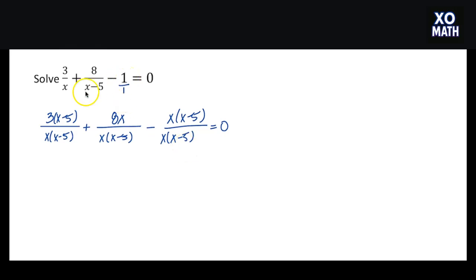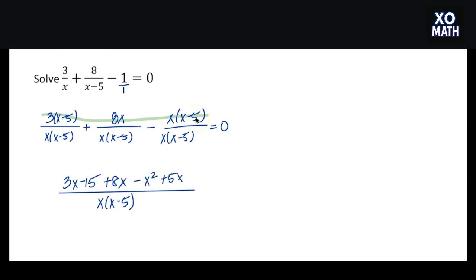But what this allows me to do now is combine all of these into one rational expression on the left side of the equation. So I'm going to have one big fraction bar here with that common denominator, x times x minus 5. And then I'm going to go across all of the numerators and combine those together. So I'm going to have 3x minus 15, so the 3 will distribute, plus 8x. And then here we have to be careful, there's a minus here, so this negative x times the quantity x minus 5 becomes negative x squared plus 5x.